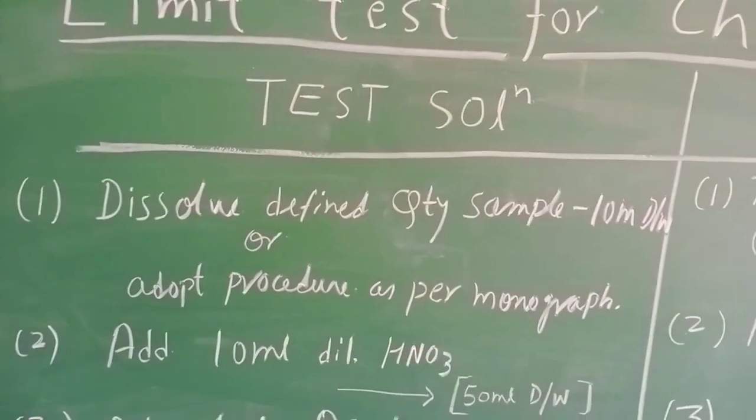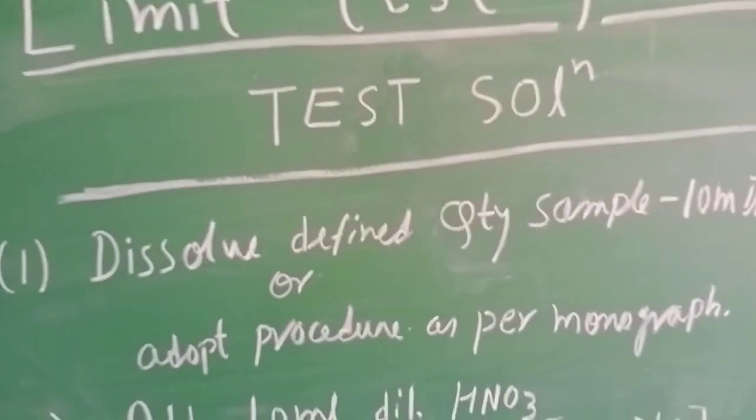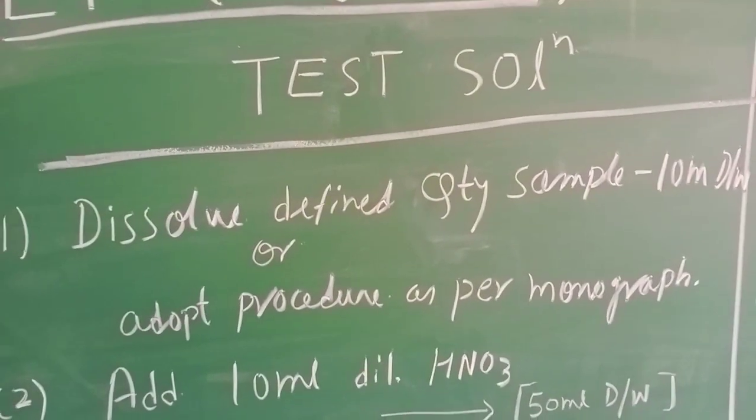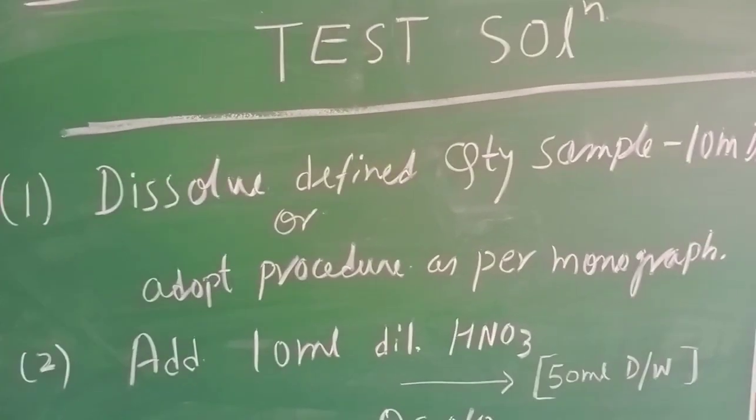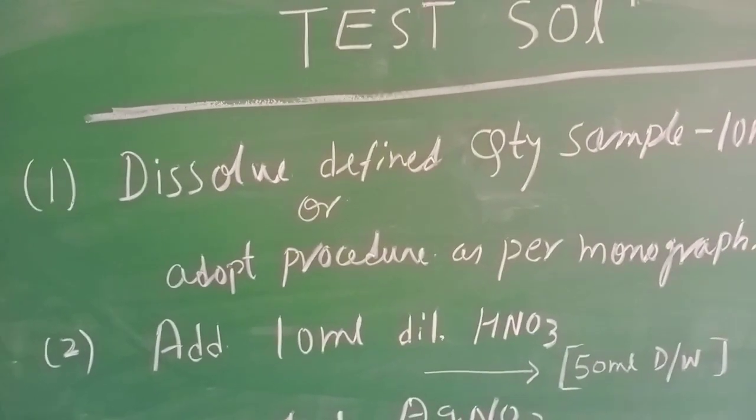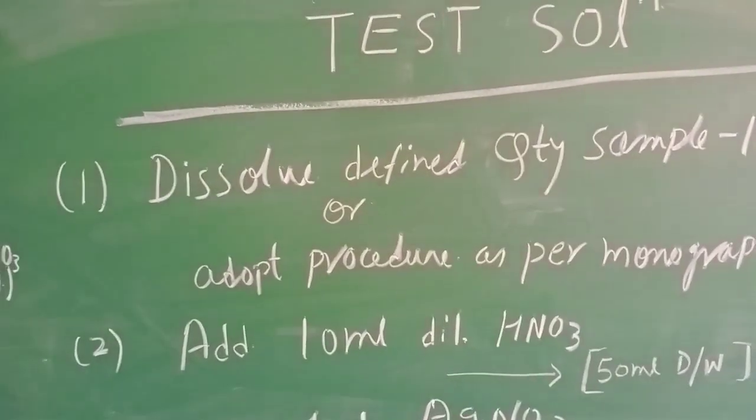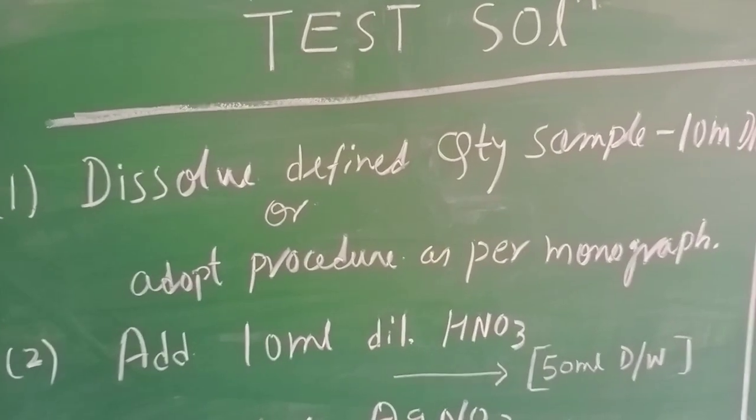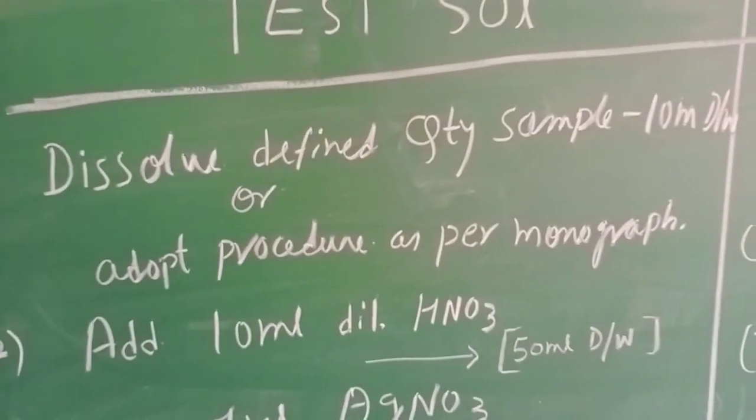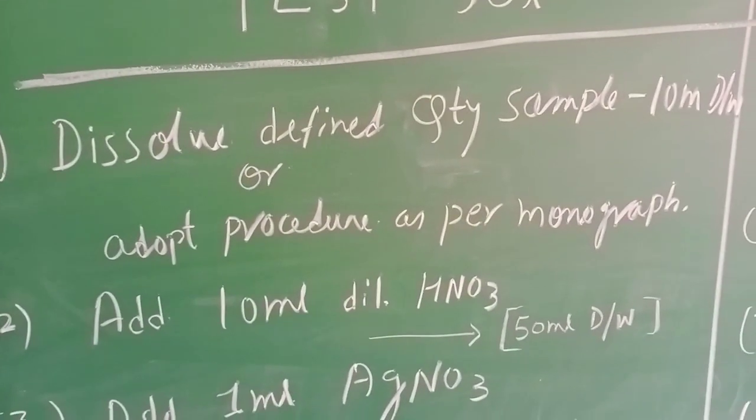In a case where the sample is well dissolved in water, or it has very good solubility, or the sample is not colored, or the sample is not an alkali hydroxide, or it is not a carbonate, in such a case the sample is directly exposed to the limit test of chloride.